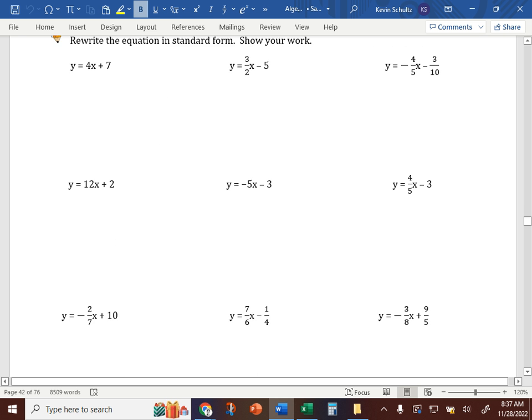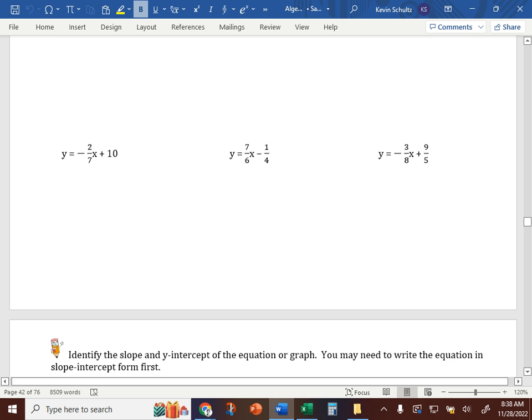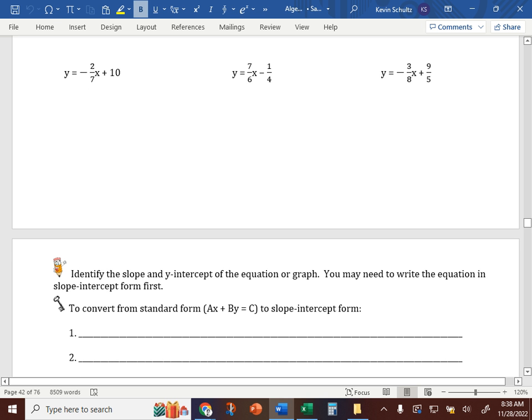Did we do all 9 of these together or for your homework? Okay. Let's look at the bottom row here. Let's kind of talk about this. What would we do first here? Y equals negative 2/7 x plus 10. It's got that fraction. Okay, so let's deal with that. Colin?